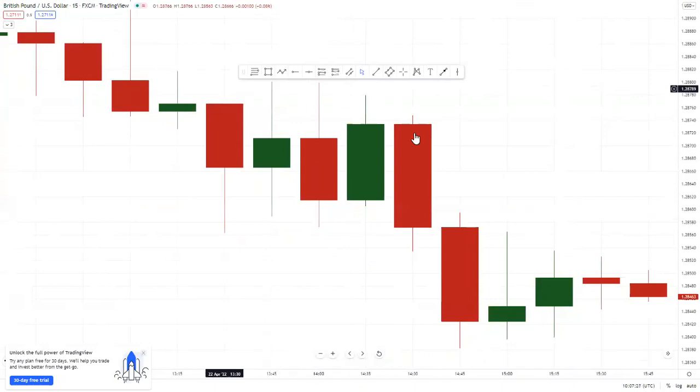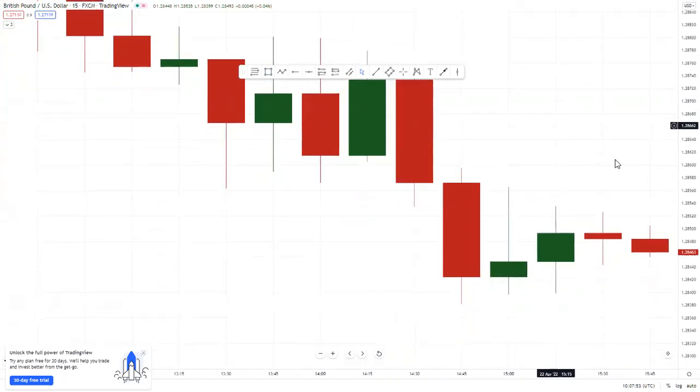See these two candlesticks here. This is a bearish candlestick, this one here, and this is a bearish and a bullish candlestick. See them here. So what happened? What actually happened here? This is a simple thing that happened here.